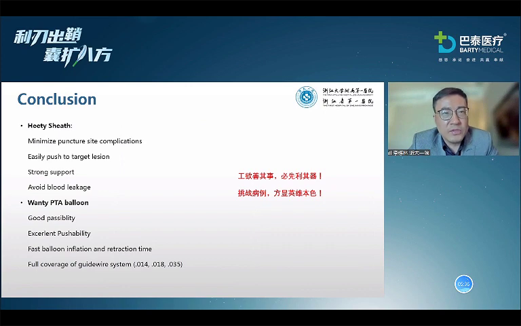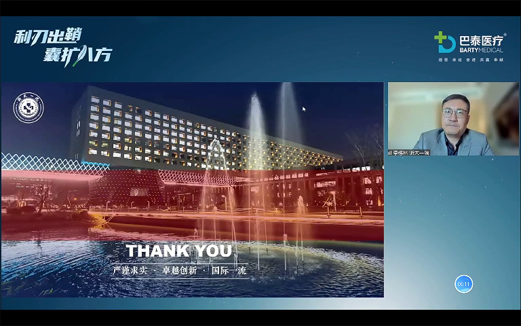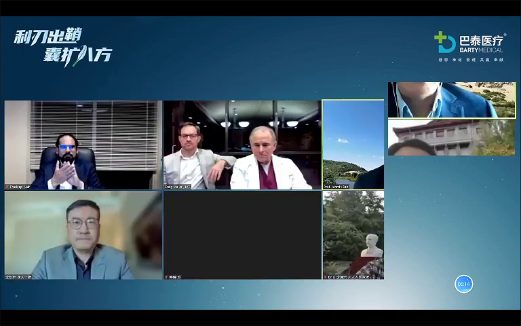So the sheath and also the Heety sheath and the 1T PTA balloon, you can see the characteristics are very good and very unique. And for the vascular surgeons, we need to sharpen our weapons before going to the battle. Those weapons for us are very useful. In the regular cases, we may not feel the difference between different products. However, in dealing with complicated cases, we may feel the absolute advantage of the good products.